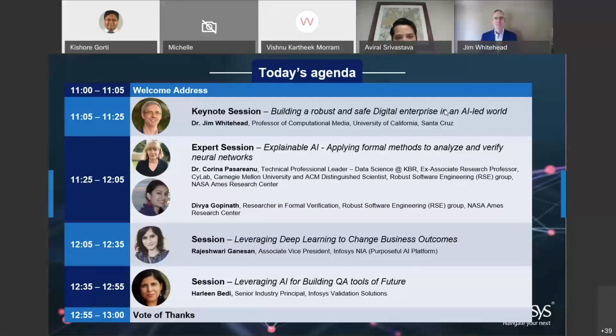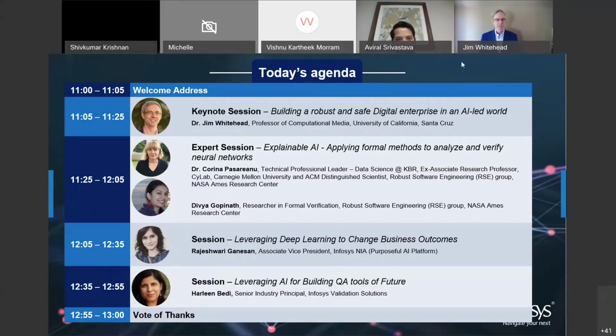In our keynote session, Dr. Jim will talk about key aspects to ensure that an AI-led digital enterprise is robust and safe. Dr. Jim is a professor and chair of computational media at University of California, Santa Cruz. He is considered the father of the WebDAV protocol.